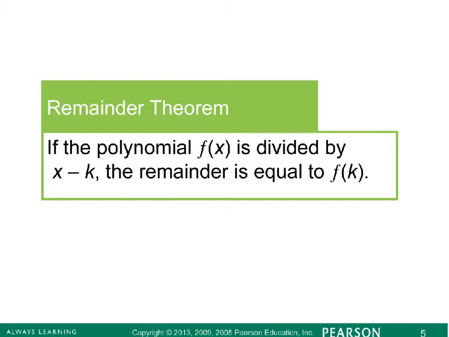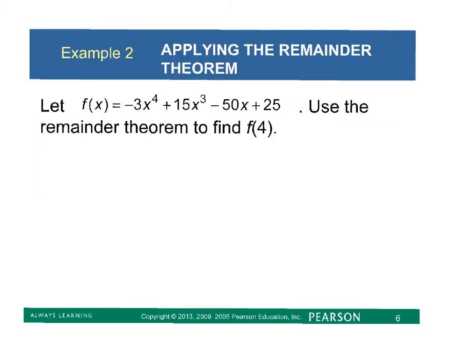Here's something called the remainder theorem. If a polynomial f of x is divided by x minus k, the remainder is equal to f of k. So we're going to be using our synthetic division to help us in evaluating what f of k is equal to. So I'll show you an example of that.